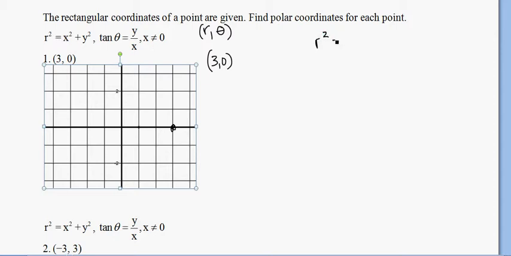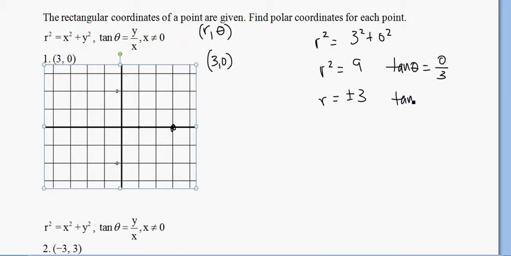So r squared is equal to x squared plus y squared, which is 3 squared plus 0 squared, so r squared is equal to 9. So r is equal to plus or minus 3, and we'll get to that minus in a second. Tangent of theta is equal to y over x, so that's 0 over 3. So tangent of theta is equal to 0, so theta is equal to 0, and theta is also equal to pi.